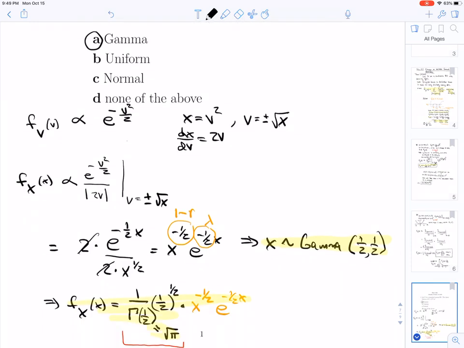So the f of x is proportional to e to the minus v squared over 2 over the absolute value of 2v, where we're going to plug in plus or minus square root of x and sum, just like before. And just exactly like before, the 2's cancel, and the x to the minus 1/2 in the denominator, if you put it up in the numerator, it becomes x to the minus 1 over 2, then e to the minus 1/2 x, and you recognize that this is gamma. This is the variable part of gamma.